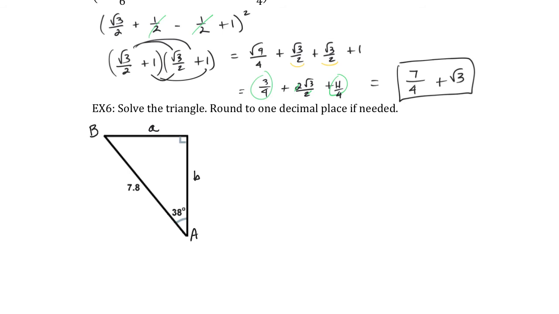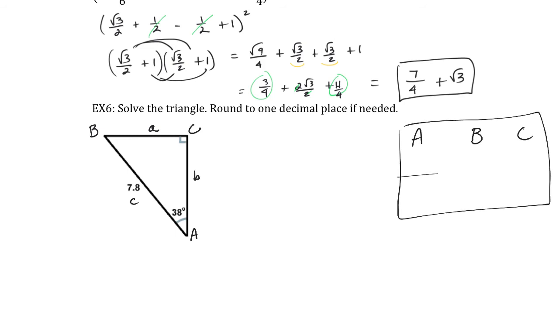This is my 90 degree, so this is angle C. It just helps me personally stay organized. So if I have angle A, B, and C, and then I'm going to have my side lengths A, B, and C. Okay, so angle A was given as 38 degrees, and side C is given as 7.8. Angle C is 90 degrees.